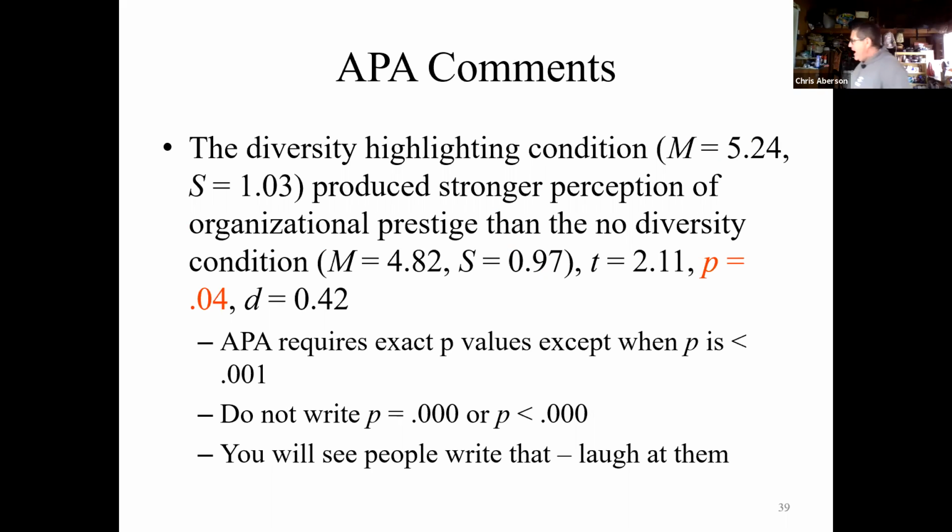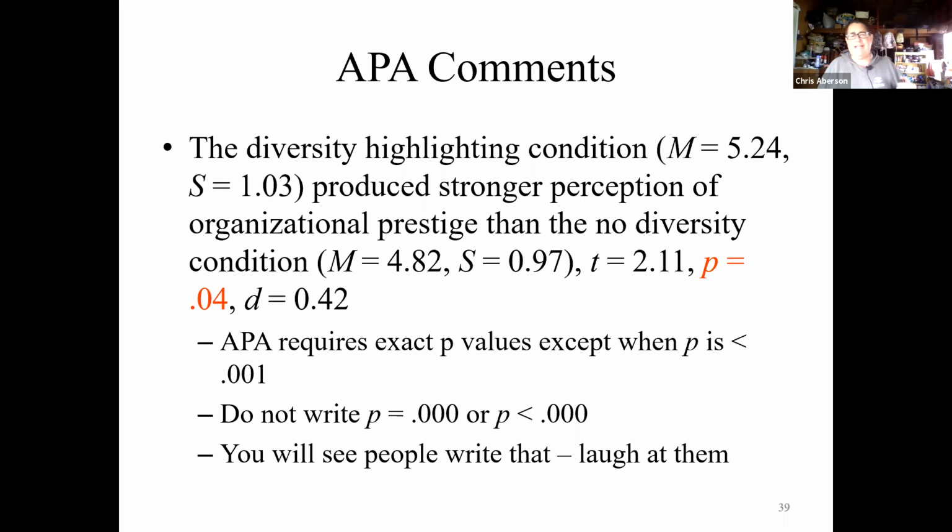I think the last thing is the probability value here, p equals 0.04. Again, you will see people do this differently. You will see people do this inconsistently. APA requires exact p values except when probability is less than 0.001. Then you would simply write p less than 0.001. That's important because you see bad examples in the literature, people just writing p less than 0.05, or just writing NS for not significant if something's greater than 0.05. Don't do that. You want to give an exact probability value.